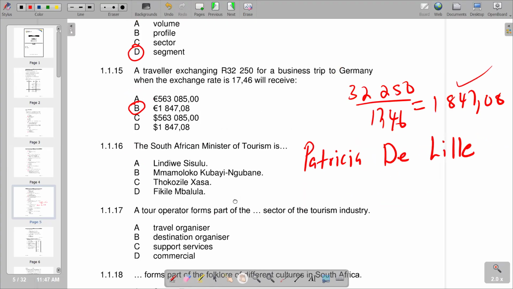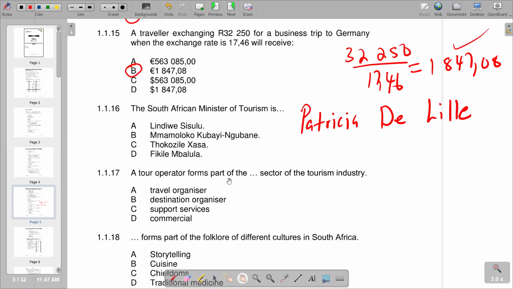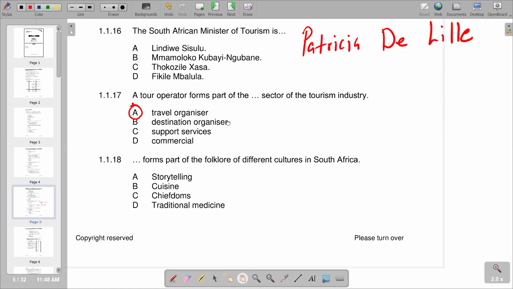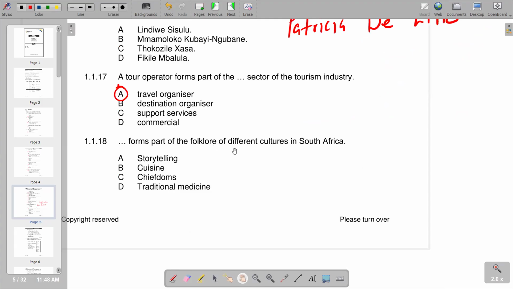Then we move on to number 17. A tour operator forms part of the Dutch sector of the tourism industry. So we have got the travel organizer, destination organizer, support services, commercial. So the correct response that we have is a travel organizer, A. Then we move on to the next one, which is number 18. Dash forms part of the folklore of different cultures in South Africa. We have storytelling, cuisine, chiefdoms, traditional medicine. So the correct response that we have is storytelling.